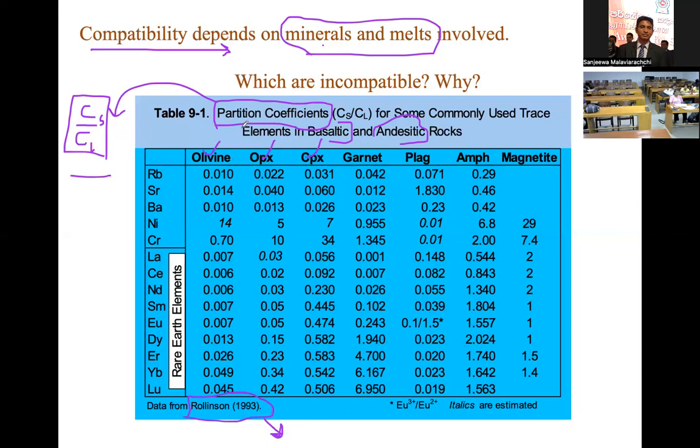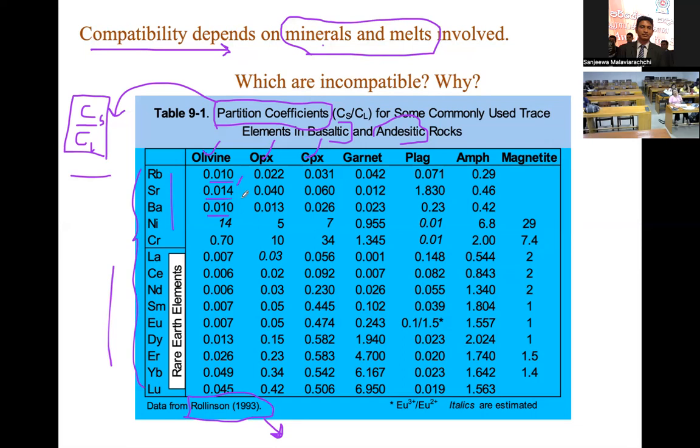So there are partition coefficients for the commonly used phases and commonly used trace elements, right? Here we have trace elements including rare earth elements. So these are alkaline elements and we have rare earth elements also. And you can see different numbers. These different numbers are calculated based on experimental results, right? So in this case, they have considered basaltic and andesitic systems. But if you consider a granitic system, these numbers will change. It will be different, right?